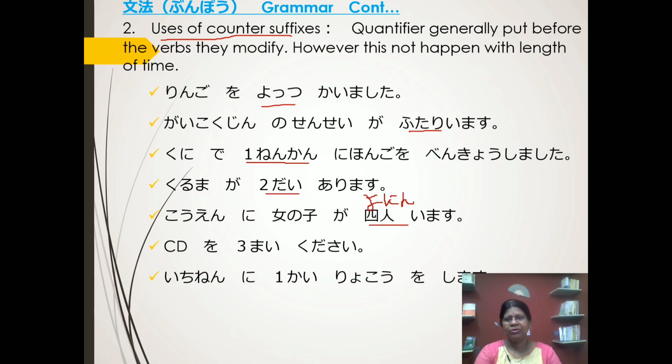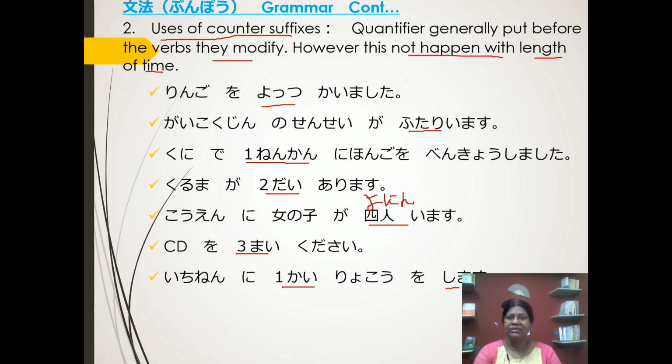You can read 4人。4人います。CD を3枚ください。1年に1回旅行します。Here we say that quantifiers are generally put before the verbs they modify. But this does not happen with length of time. Look here. When we say yotsu, futari, nidai, yonin, it comes just before the verb. But ichinen kan and ikkai do not come before the verb.